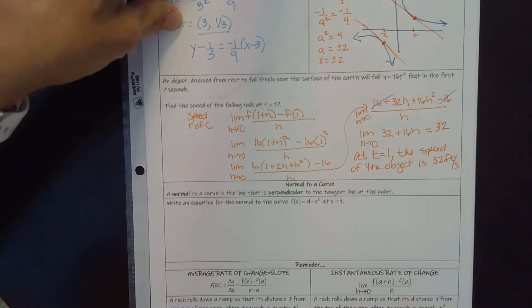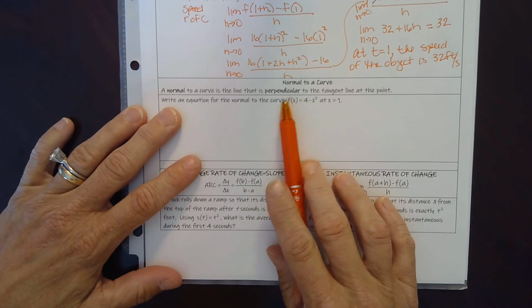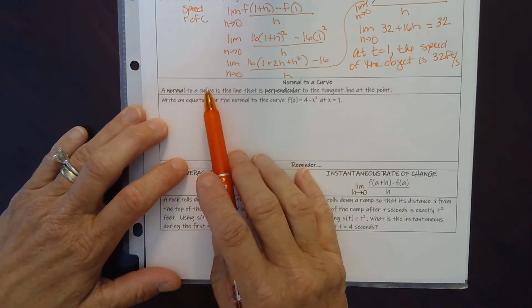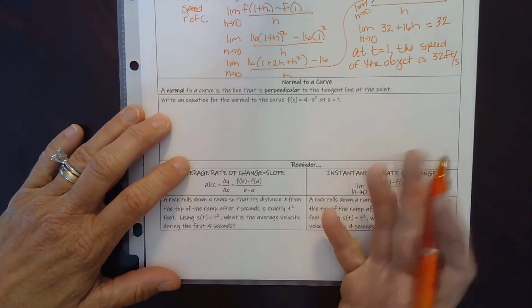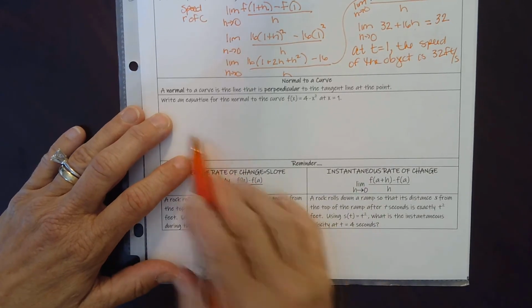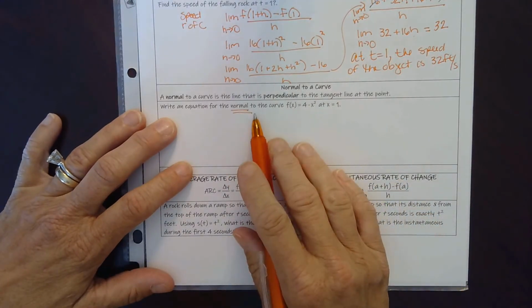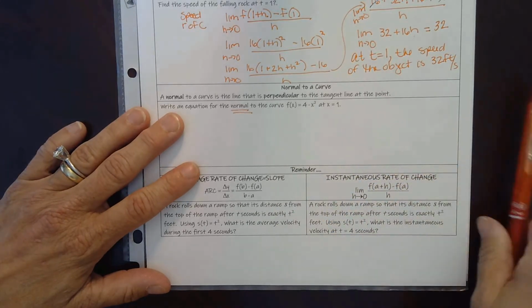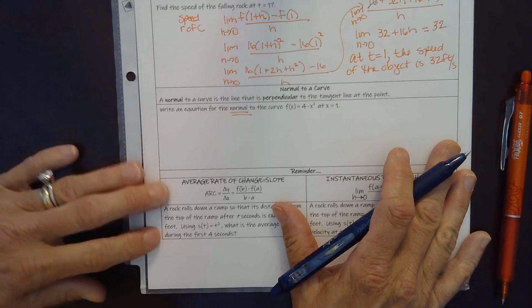Okay, one more thing to think about. When we talk about a normal to a curve, we're talking about a line that is perpendicular to the tangent line. So normal means perpendicular. If you're asked to write the equation for the normal line, or the normal to the curve, f of x equals 4 minus x squared at x = 1, visually, this is what you're looking for.